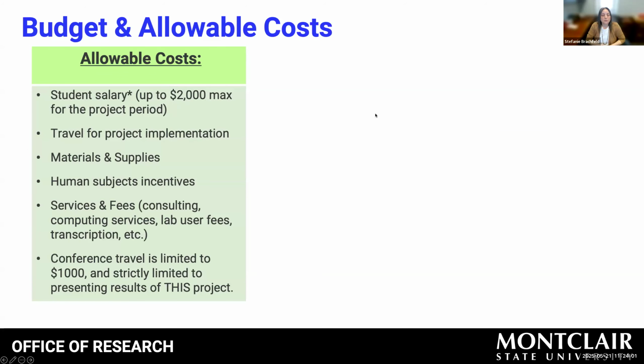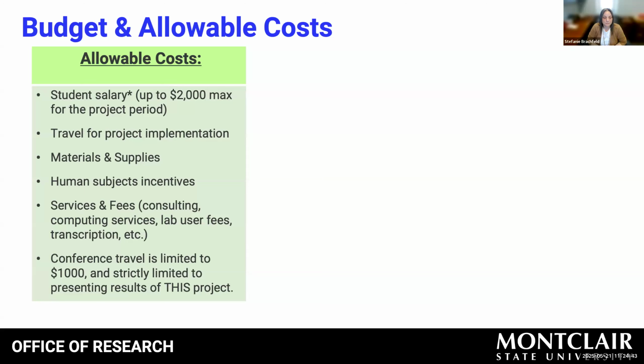A little bit about the budget, and what expenditures are allowed and what are not. First, student salary. You can ask for hourly student salary up to a maximum of $2,000. We will support travel for project implementation. If you need to travel to do field work, to visit a library, or to view a collection, we will support that travel. Also allowed are materials and supplies, incentives for participants, and services and fees that are directly related to collecting data for this project.